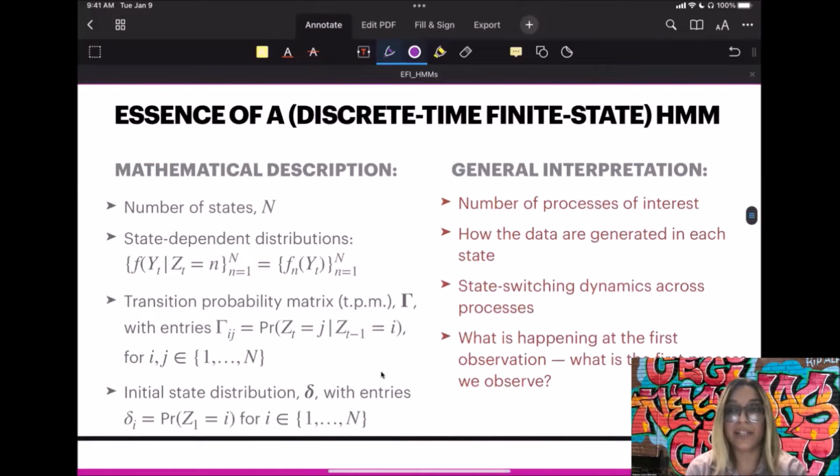And lastly, we have the initial state distribution, which has entries, probability of z sub 1 equal to i. So what is happening at the first observation? What's the first process we observe? And generally, we try to infer these latent states.